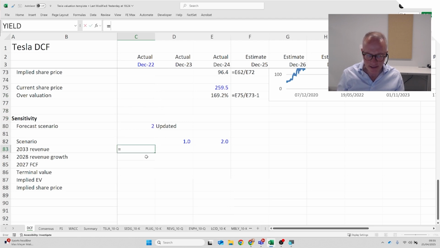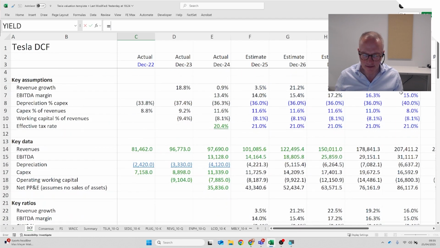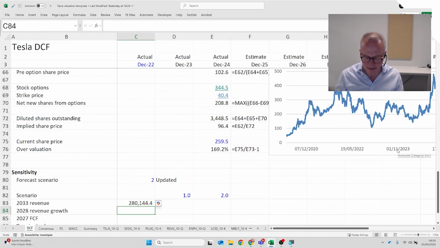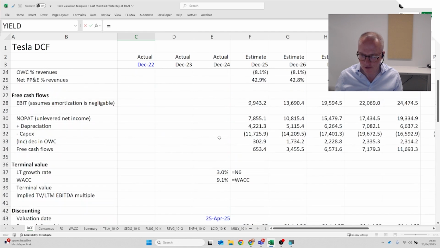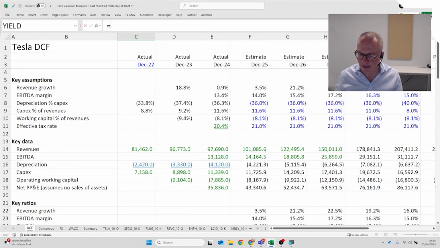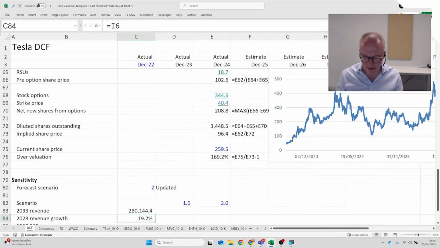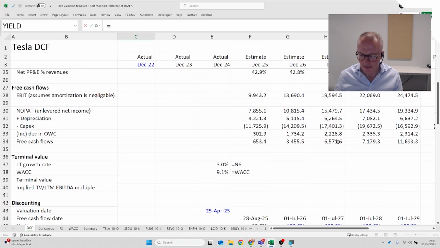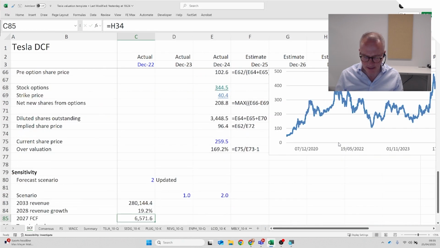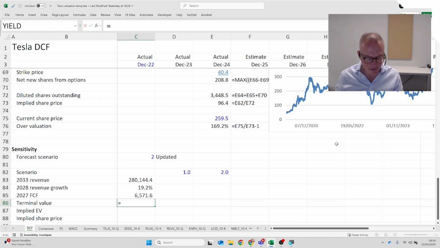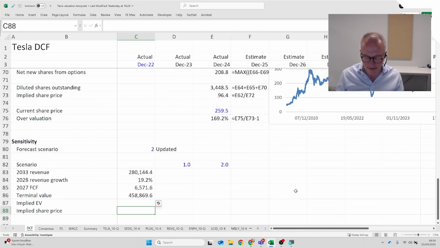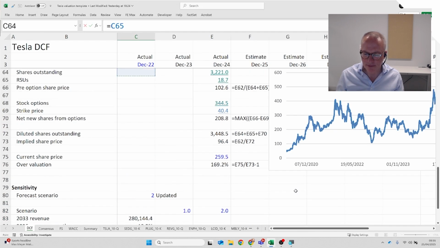I'm going to take the 2033 revenue. Let me go and do that. So I'll take the 2033 revenue, and then I'll take the 2028 revenue growth. So this is just 2028 revenue growth. There we go. And then the 2027 free cash flows. That's that first. There we go. Free cash flows in 2027. So I'm just taking metrics from different years. And then the terminal value, I'm going to take at the end of the terminal value. So this is the undiscounted terminal value. And then the implied enterprise value, which I'll take up above here.